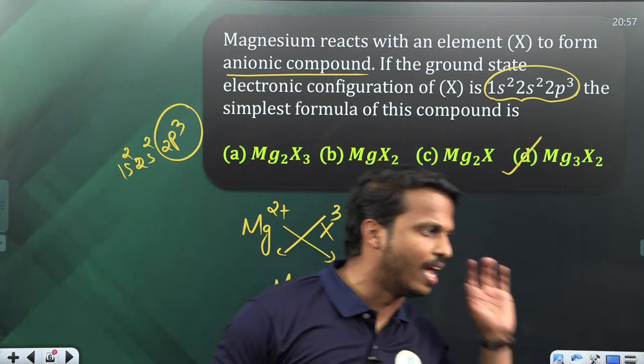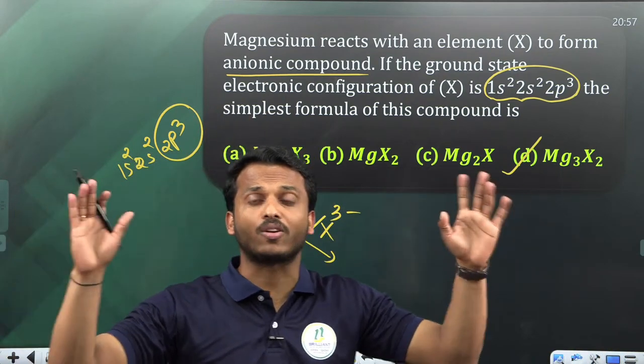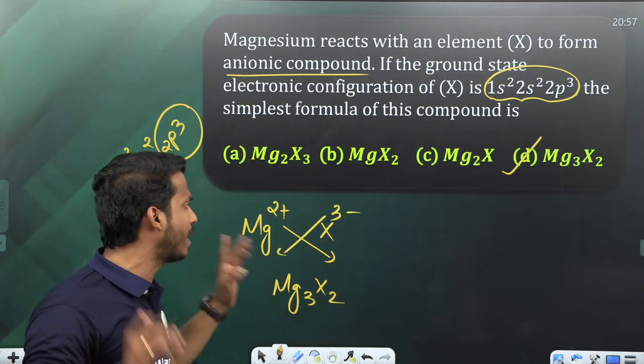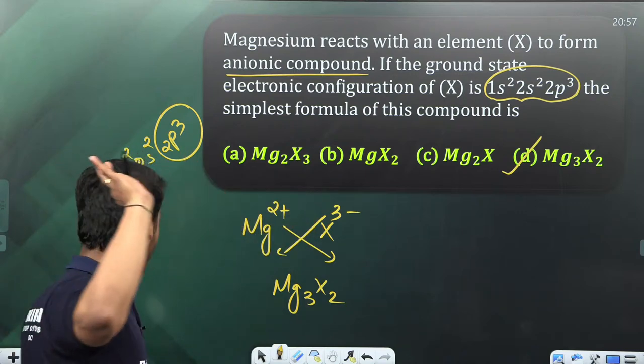Already you got it right, Mahasri? Yes, Hisham. Yes, Kavi. So what we have to understand from this question is valency. Magnesium valency you already know is 2 plus, and X valency is 3 minus because it needs 3 more electrons to complete its octet.